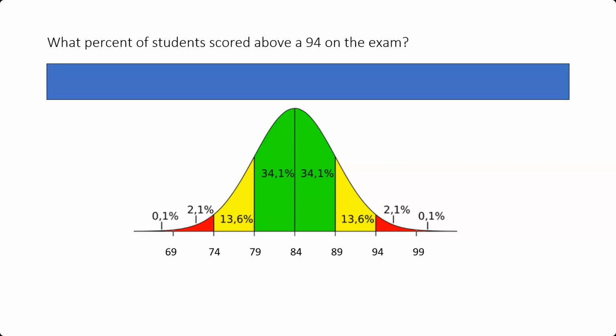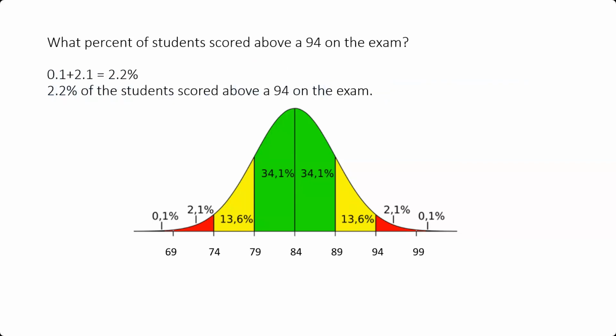What percent of students scored above a 94 on the exam? Anyone? 2.2%. Because look where the 94 is, there's a 2.1 and a 0.1. When we add it together, about 2% of the students scored above a 94.